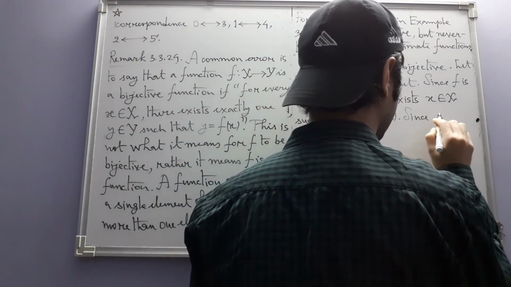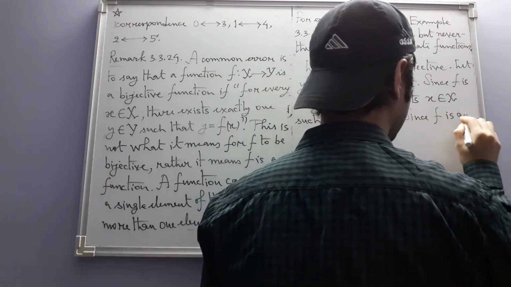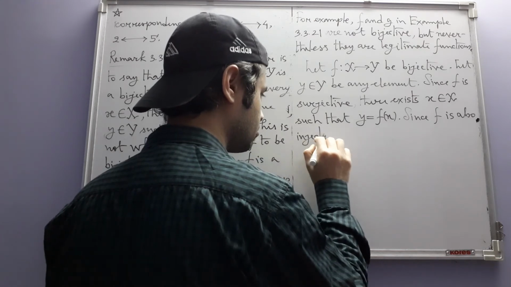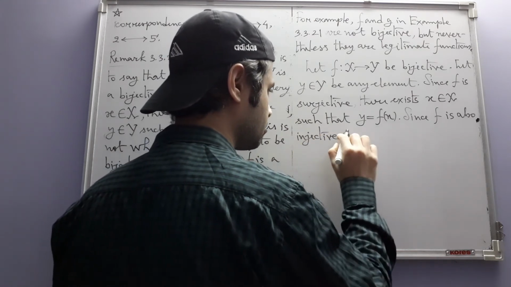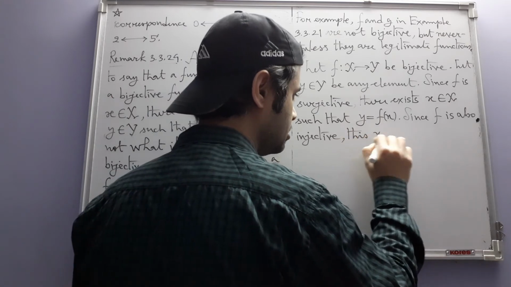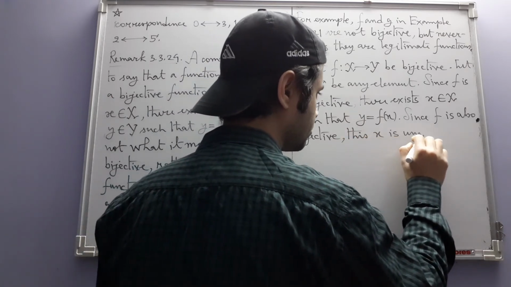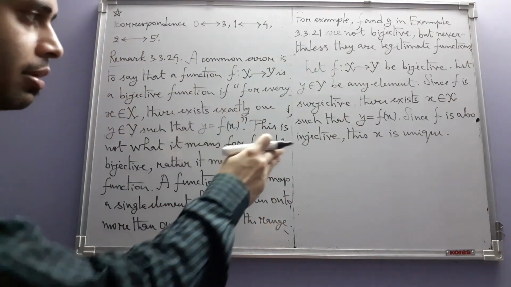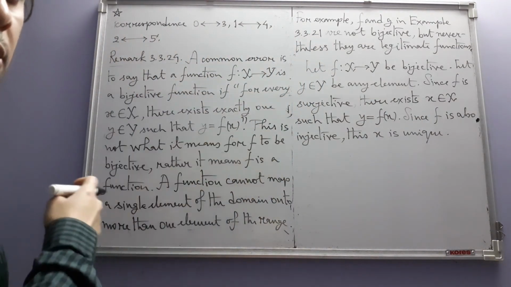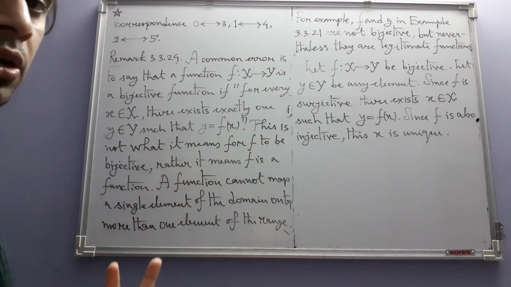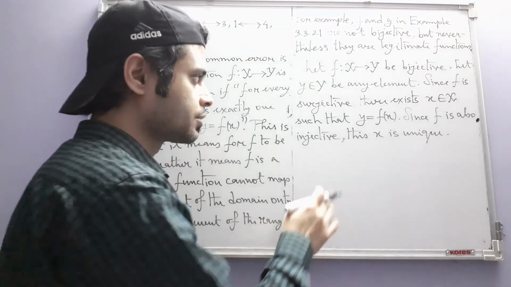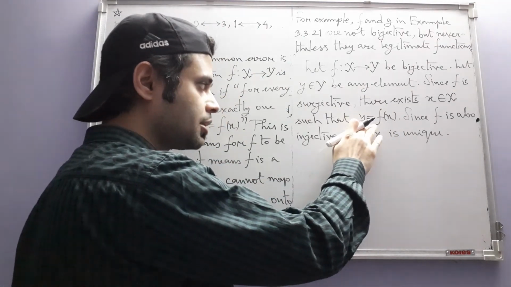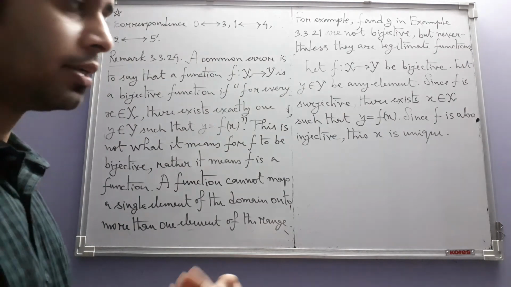Since f is also injective, this x is unique, because for a given y I cannot have more than one x, otherwise it will not be injective by definition. So the x that has been determined from the choice of y is unique actually.